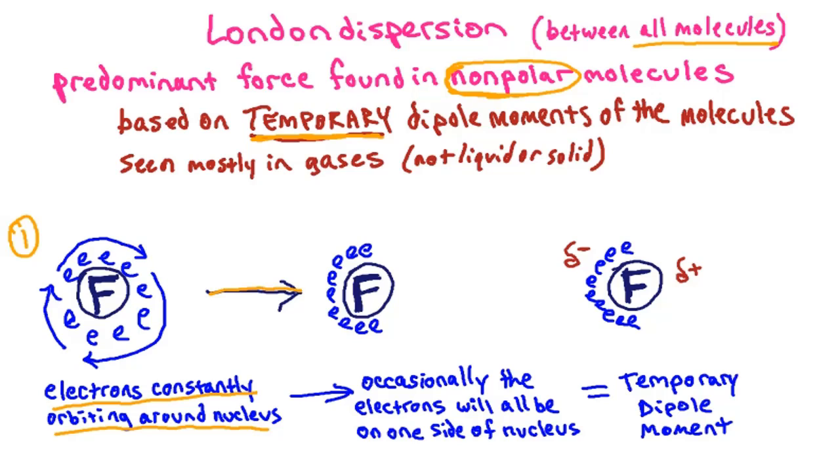And then occasionally, because electrons orbit around the fluorine randomly, it just so happens that all the electrons bunch up and end up on one side of the fluorine atom. This is just temporary, and then they'll move, and go back to being evenly distributed around the nucleus of the atom. But just occasionally, the electrons all moving around the fluorine end up on one end of the fluorine atom. Well, what that causes is what's called a temporary dipole moment.